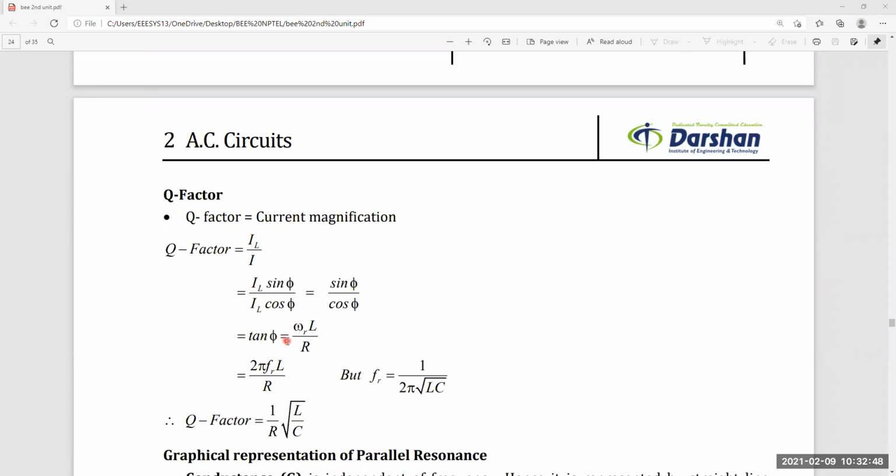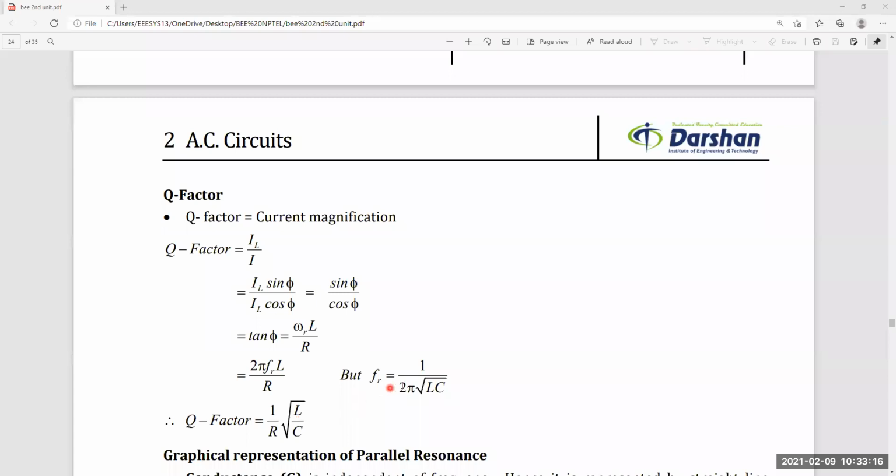Understood? Z is equal to R plus j omega L. That means tan phi is equal to imaginary part by real part, from impedance. That's why the imaginary part XL by R. XL is equal to omega L, then 2 pi FR into L divided by R. Then FR is equal to 1 by 2 pi root LC. You know well. Substitute here.